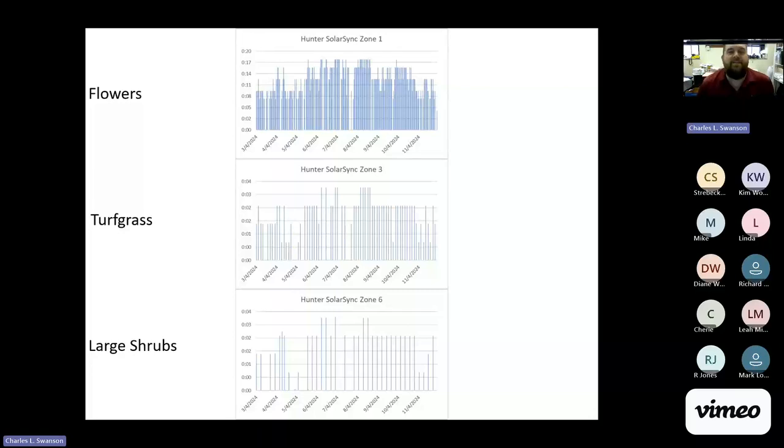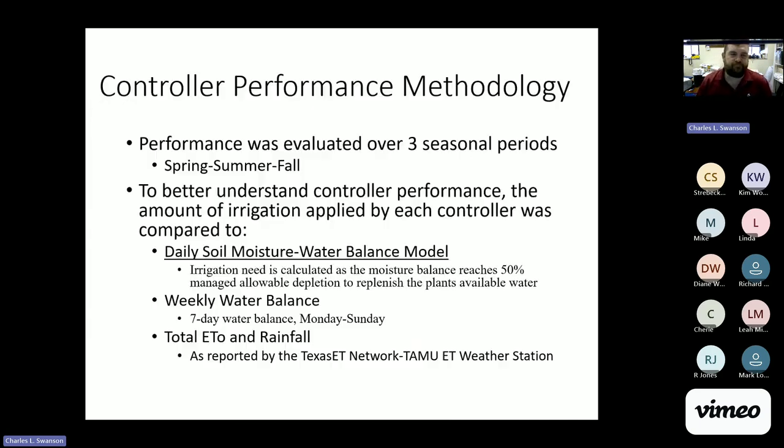Here's another example of a controller's approach with the Hunter Solar Sync model. Again, we see this one actually did multiple run times per week. And so one day of the week it may have had a long run time, another day of the week it may have had a shorter run time, but the trend still continued where it increased into the summer and then decreased into the fall. So that's how they performed. But what does that mean in terms of their water conservation potential?